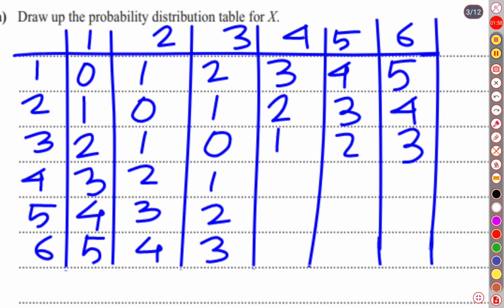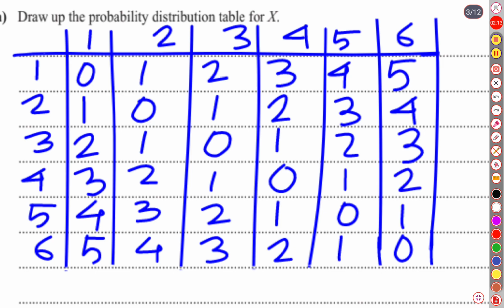Then this is 4 minus 4 is 0. Then 5 minus 5 is 0, and 6 minus 6 is 0. So 0, 1, 2, then 2, 1, and 1, then 0, and this is 1, this is 2. So 5, 4, 3, 2, 1, 0. So those are the possible cases.